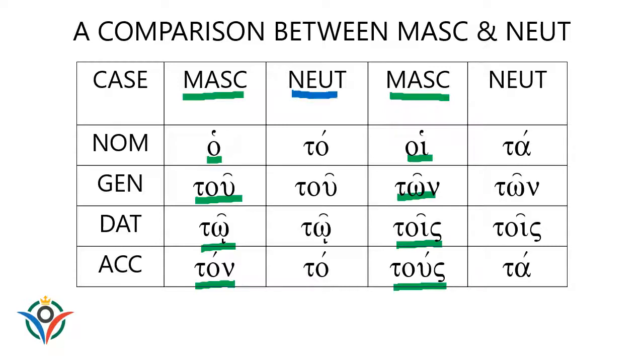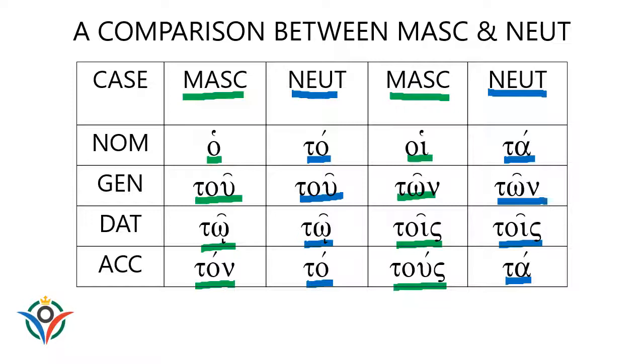And now recently, we learned the neuter articles. Those again, starting with the nominative singular, are to, tou, tō, and to. And the plural forms: ta, tōn, tois, and ta. So let me point out some of the similarities between these two articles.